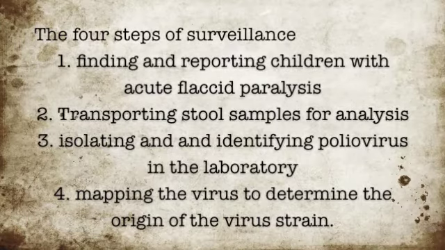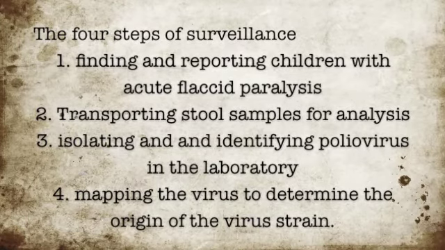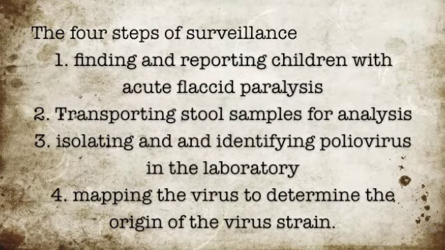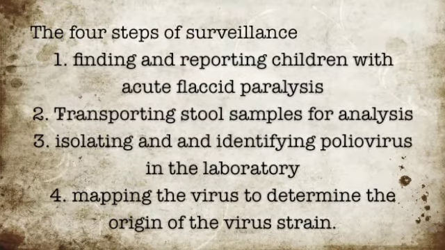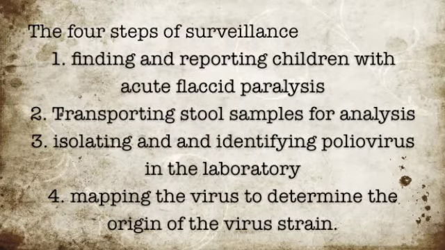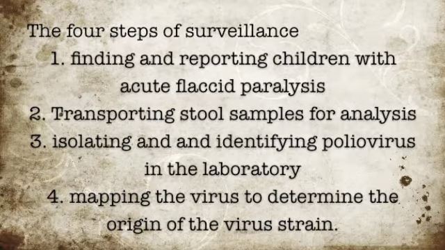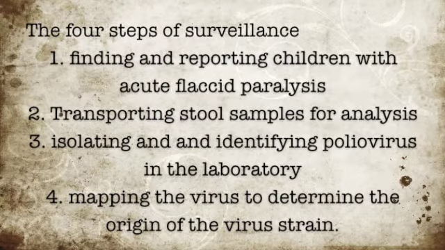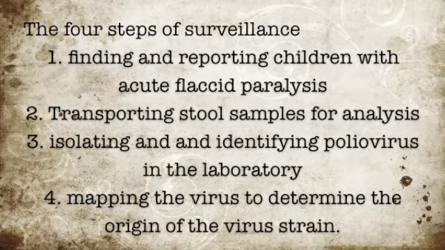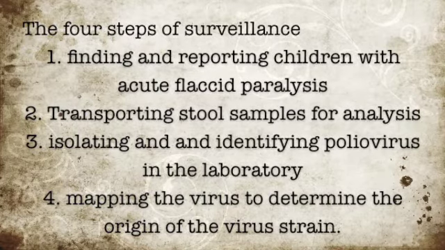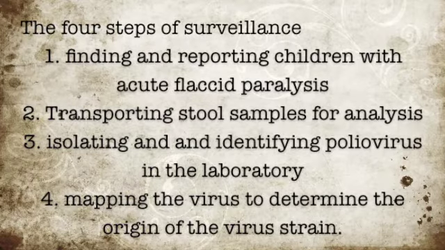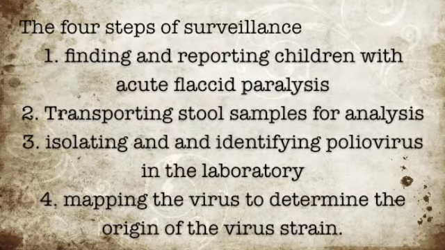In most countries, the global effort has expanded capacities to tackle other infectious diseases by building effective surveillance systems. Nationwide, acute flaccid paralysis surveillance is the gold standard for detecting cases of polio. The 4 steps of surveillance are: 1. Finding and reporting children with acute flaccid paralysis. 2. Transporting stool samples for analysis. 3. Isolating and identifying polio in the laboratory. And 4. Mapping the virus to determine the origin of the virus strain.